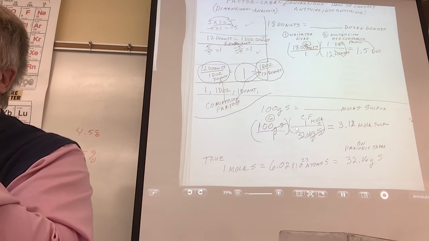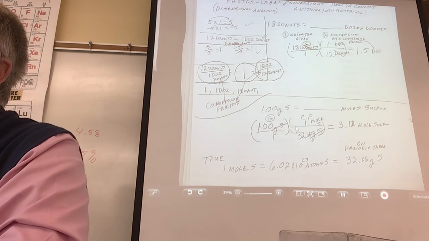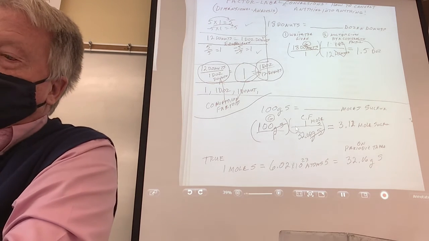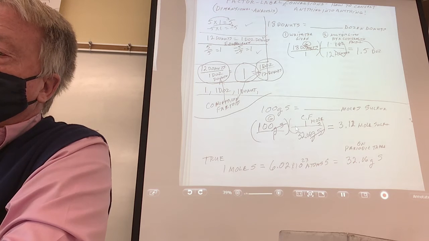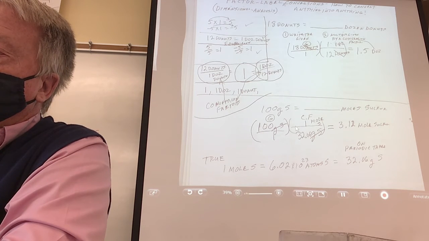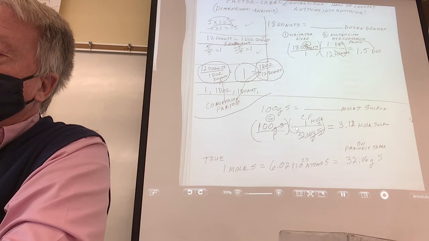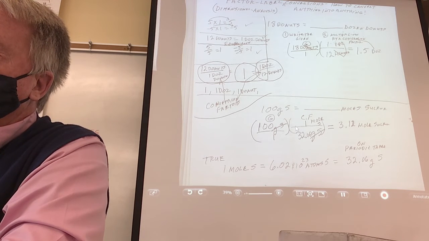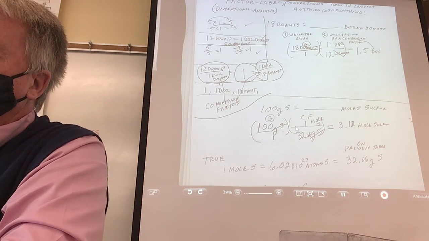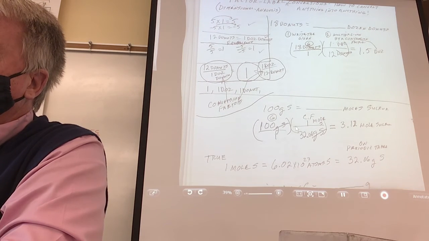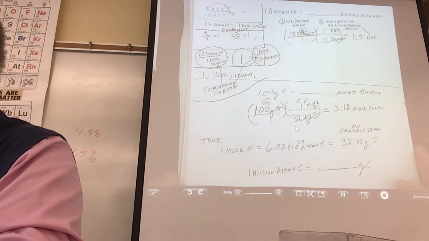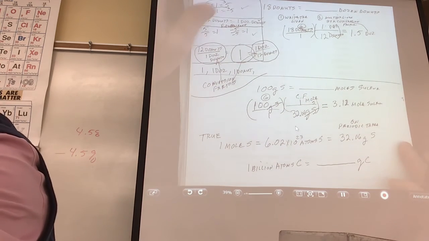That's hard. Now, let's do another one by yourself. No help. Ready? This one's going to be hard to do, especially. All right. Ready? 1 billion atoms of carbon equals how many grams?